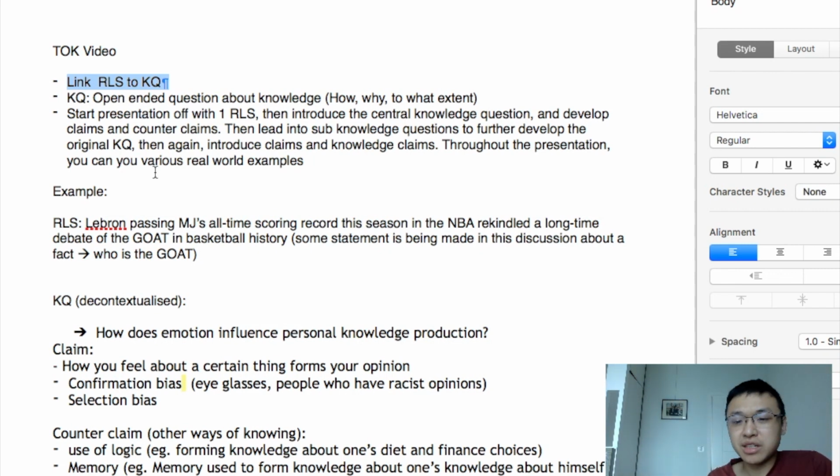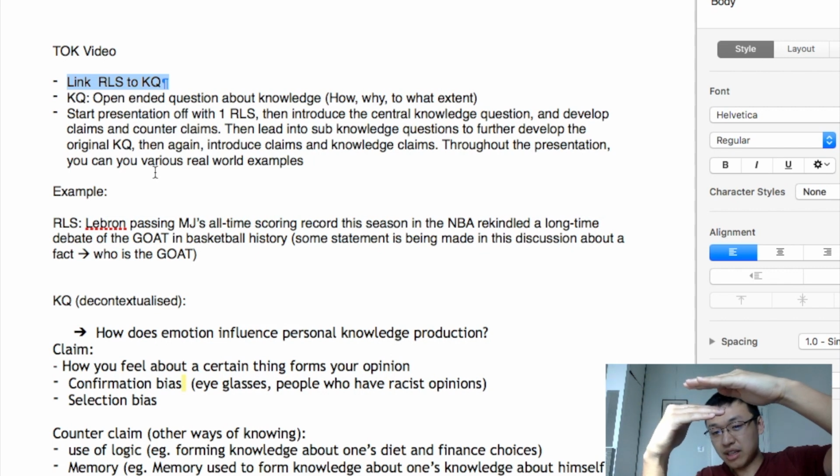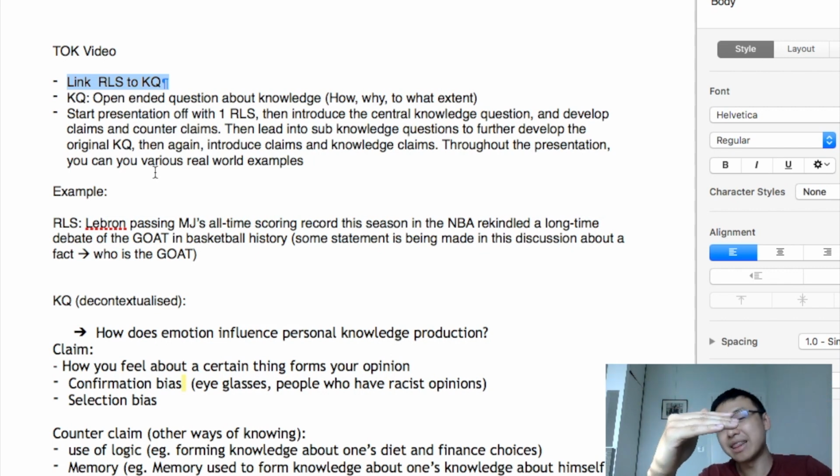Okay, so after you finish one knowledge question, you can then lead into a sub-knowledge question and develop, and then again with the sub-knowledge question, talk about claims and counterclaims. So to make it clear for you, you have a real-life situation, link that to a knowledge question, evaluate that knowledge question with claims and counterclaims, and then bring up another knowledge question and explore that knowledge question. So that's basically the structure of a TOK presentation. You might be confused right now, but I'll walk you through an example. Okay, so there's an example that our TOK experts have come up with. So I'll walk you through it right now.